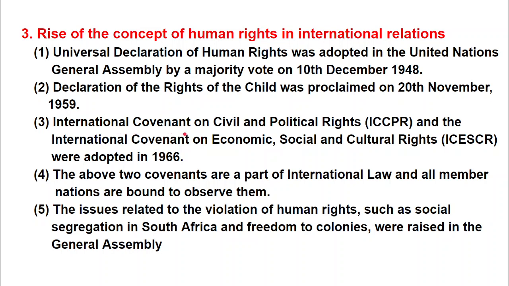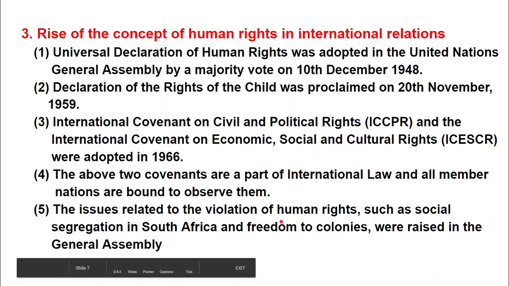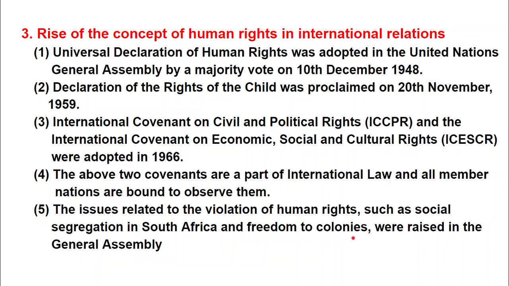The International Covenant on Civil and Political Rights and the International Covenant on Economic, Social and Cultural Rights were adopted in 1966. The above two covenants are a part of international law and all member nations are bound to observe them. The issues related to the violation of human rights, such as social segregation in South Africa and freedom to colonies, were raised in the General Assembly.